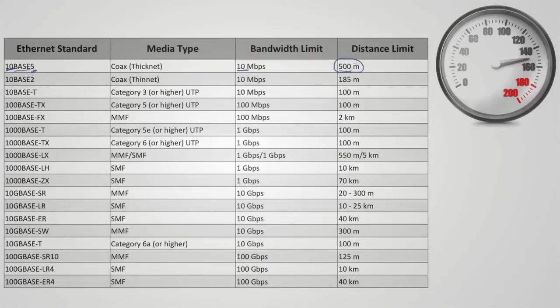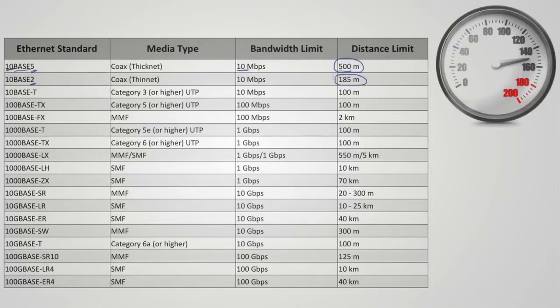Now that is not a hard and fast rule that we can always turn to. For example, 10 base 2, the 2 is suggesting perhaps that we have a distance limitation of 200 meters. In actuality, it's close to 200 meters, but it's really 185 meters.